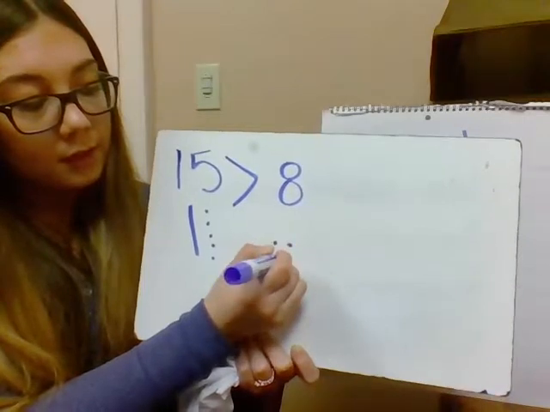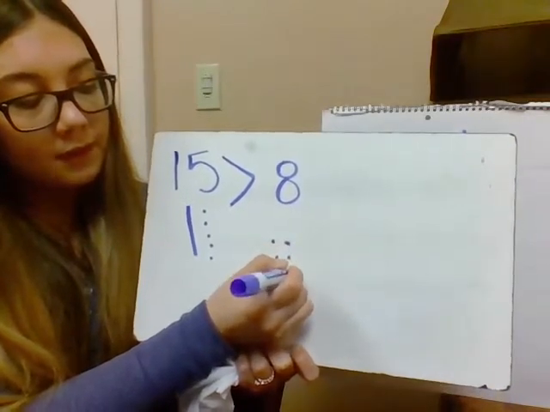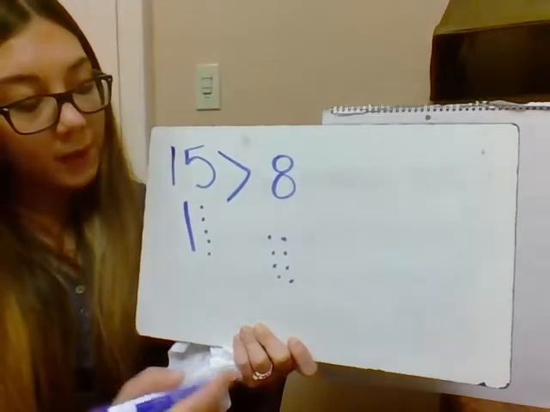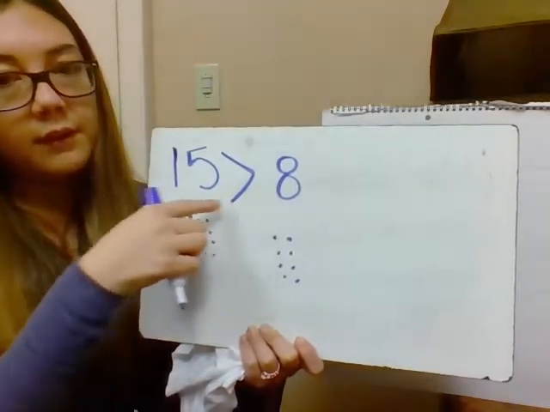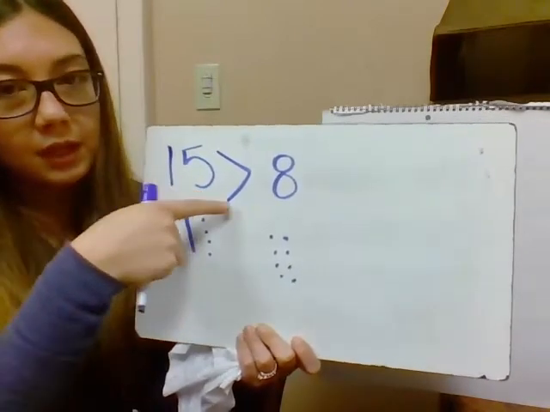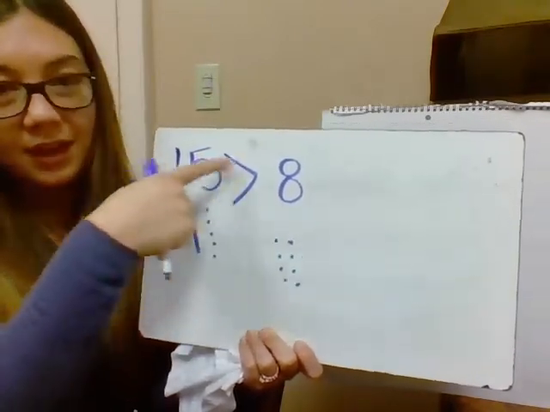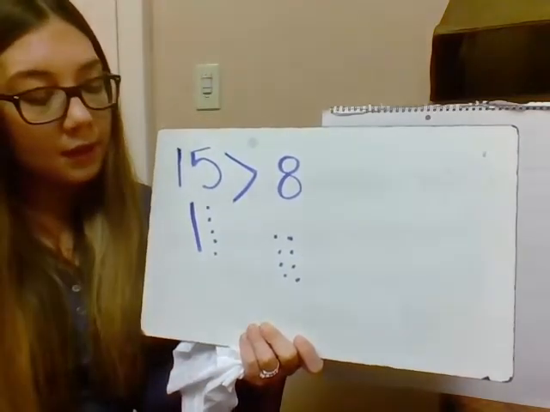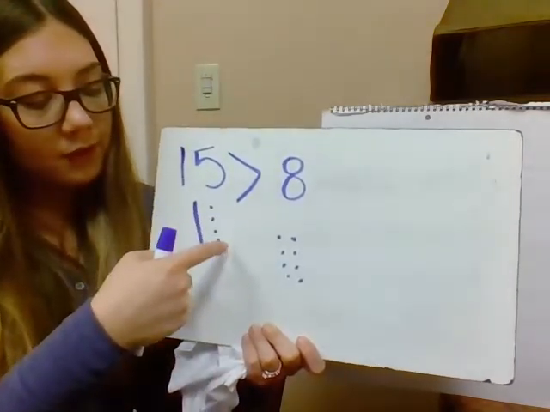1, 2, 3, 4, 5, 6, 7, 8. Now I compare. I know that I've solved it using numbers, and I know that 15 is greater than 8, but if I didn't have those numbers and I just had the pictures, I could use my quick tens. I know that's 10, 11, 12, 13, 14, 15.